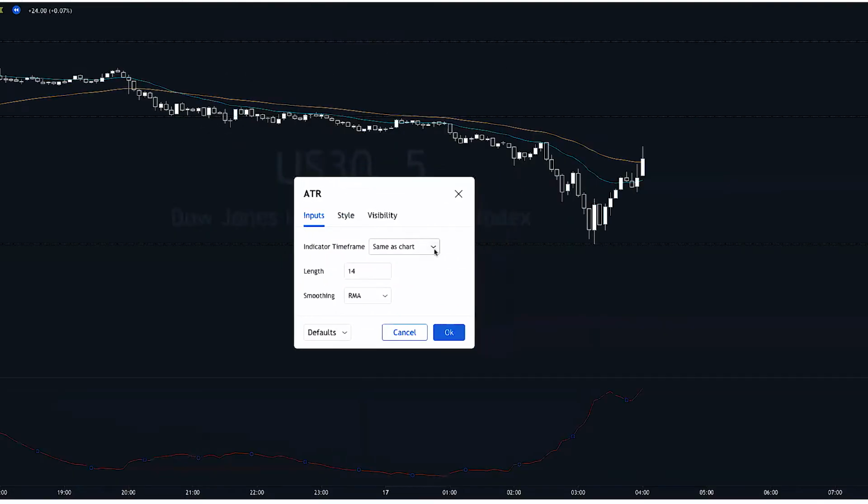Okay, so what is the purpose of the ATR? The ATR has 2 purposes: to find your stop loss and to find your risk, meaning your lot size, how much you're gonna risk on this trade. So we're gonna go through all of that.